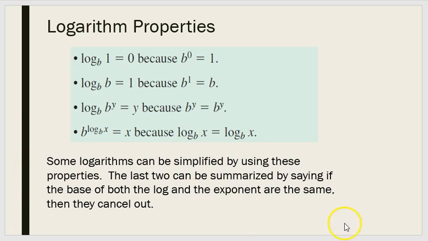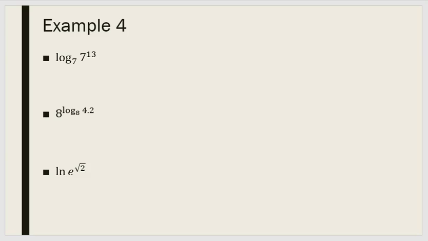And here I've just written out that summary: as long as the base of the log and the base of the exponent match, they cancel. There's no work to really show you here. This is just some demonstrations of me applying those properties. Here I have log base 7 of 7 to a power. So if that stuff cancels, the answer will equal 13, the other number.